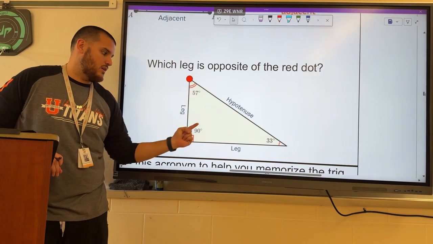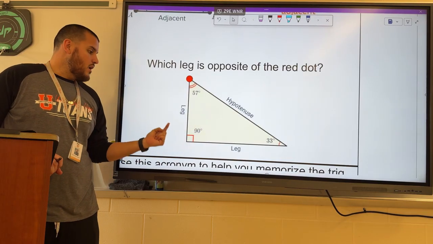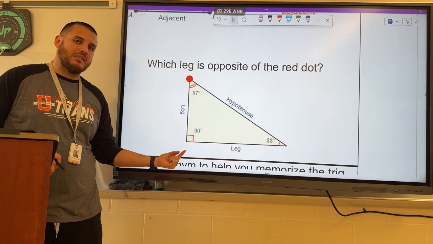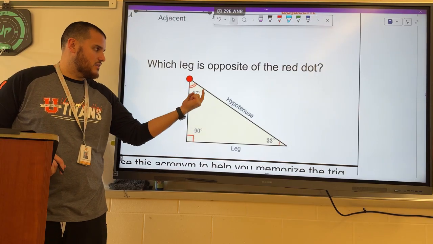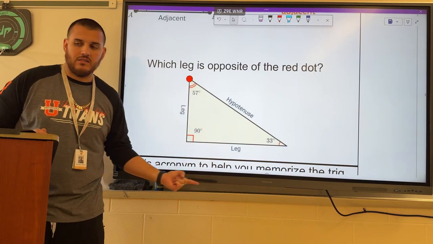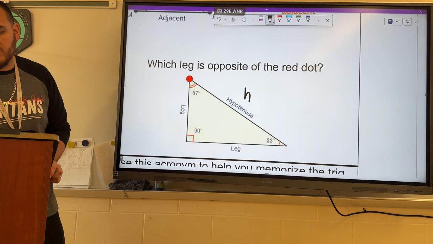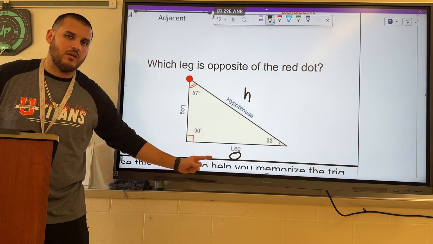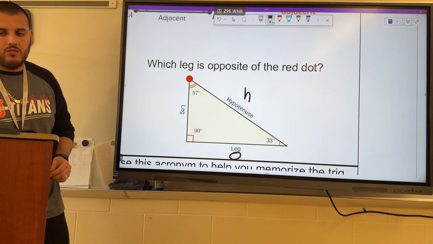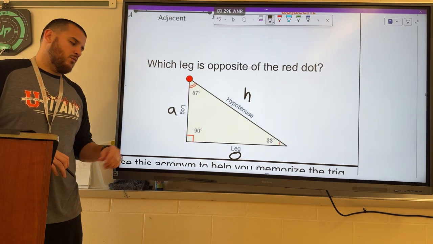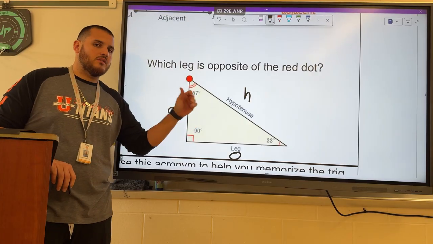Well, we know the hypotenuse is across from the right angle. We have our two legs here. The opposite side will be the side that doesn't touch this corner, which would be this side down here. So if we're labeling this completely, that's my H, my hypotenuse. This leg would be my O down here, my opposite side. This leg would be my adjacent side. And we're going to see here in a moment why labeling this is going to be very important.